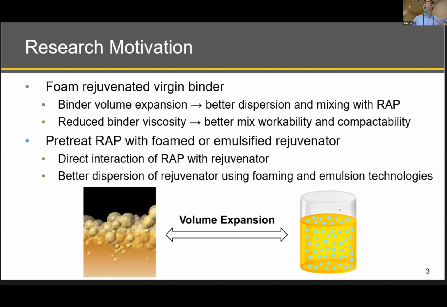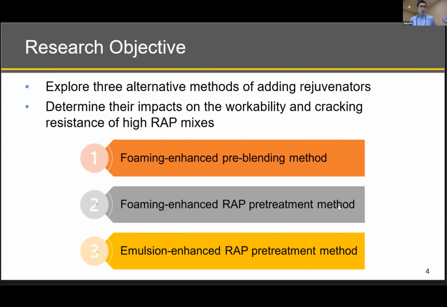In addition to the foaming, we also look into emulsification, because through the emulsification process we increase the volume of those chemical additives and therefore provide the potential for better interaction. With that being said, the objective is really to explore those three alternative methods of adding rejuvenators. And the most important question we try to understand is to determine their impact on the cracking resistance of the high RAP mixtures. That's the end goal.